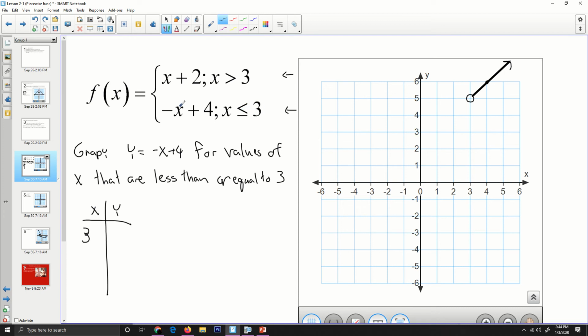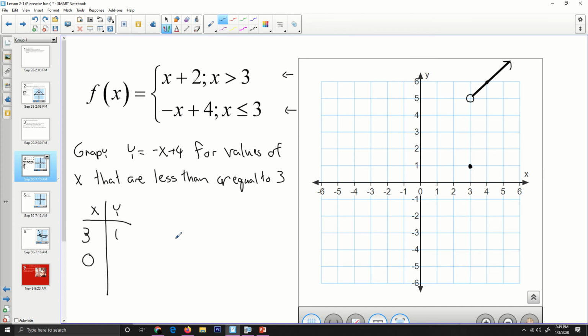Now when I plug in 3, I have to make it negative, so -3 plus 4 is 1. And so at this case, at 3, 1, I'm going to have that point right there. And it is a closed circle because this symbol right here does tell me to include it. And then I can pick any other value for x that is less than 3.